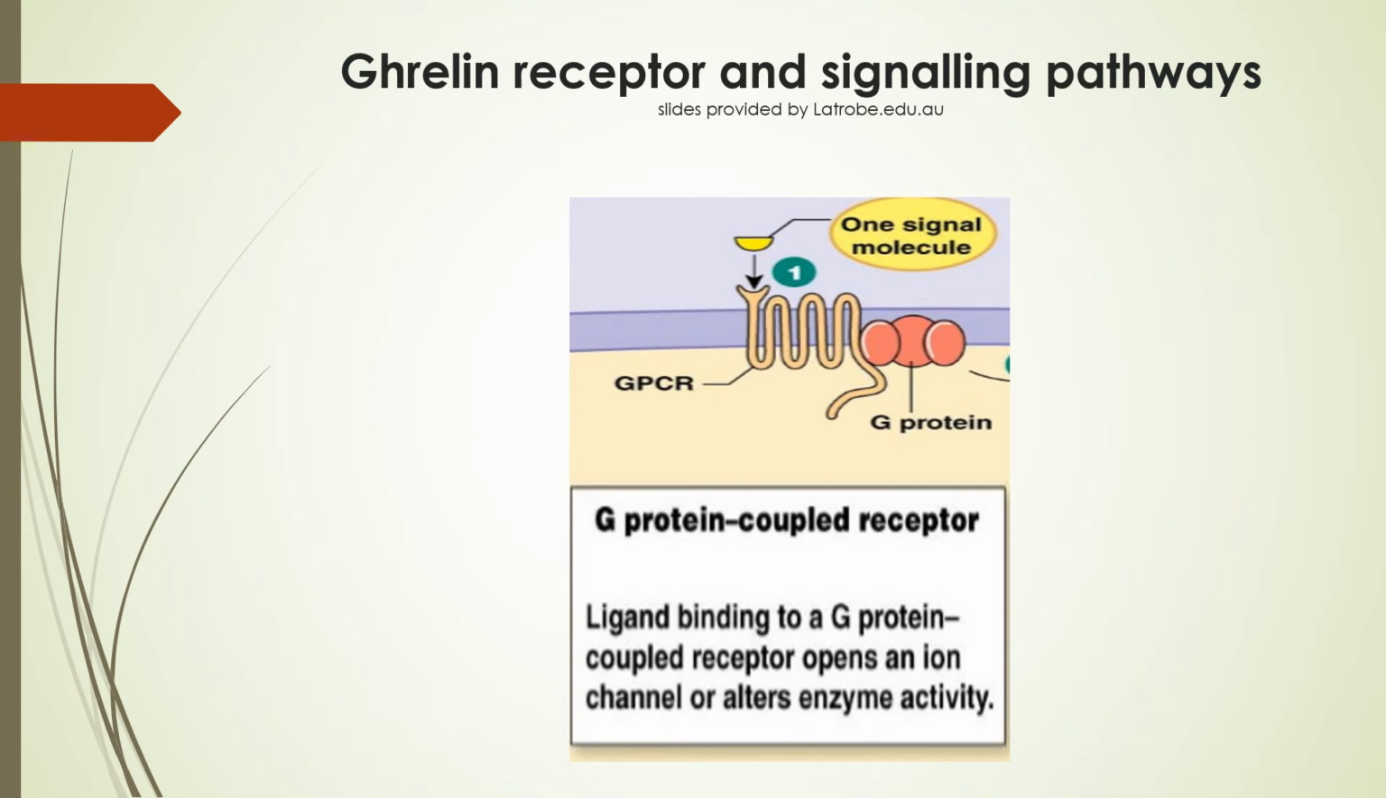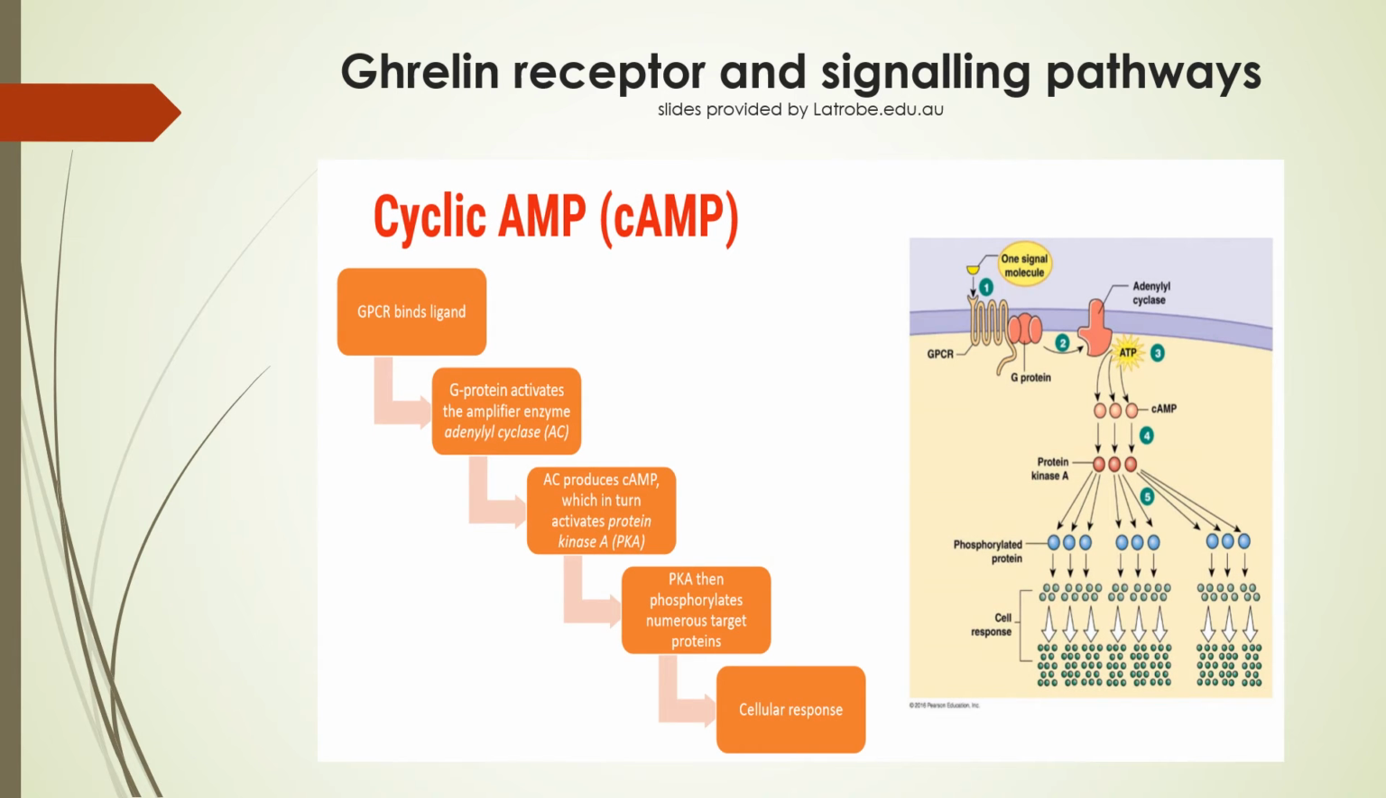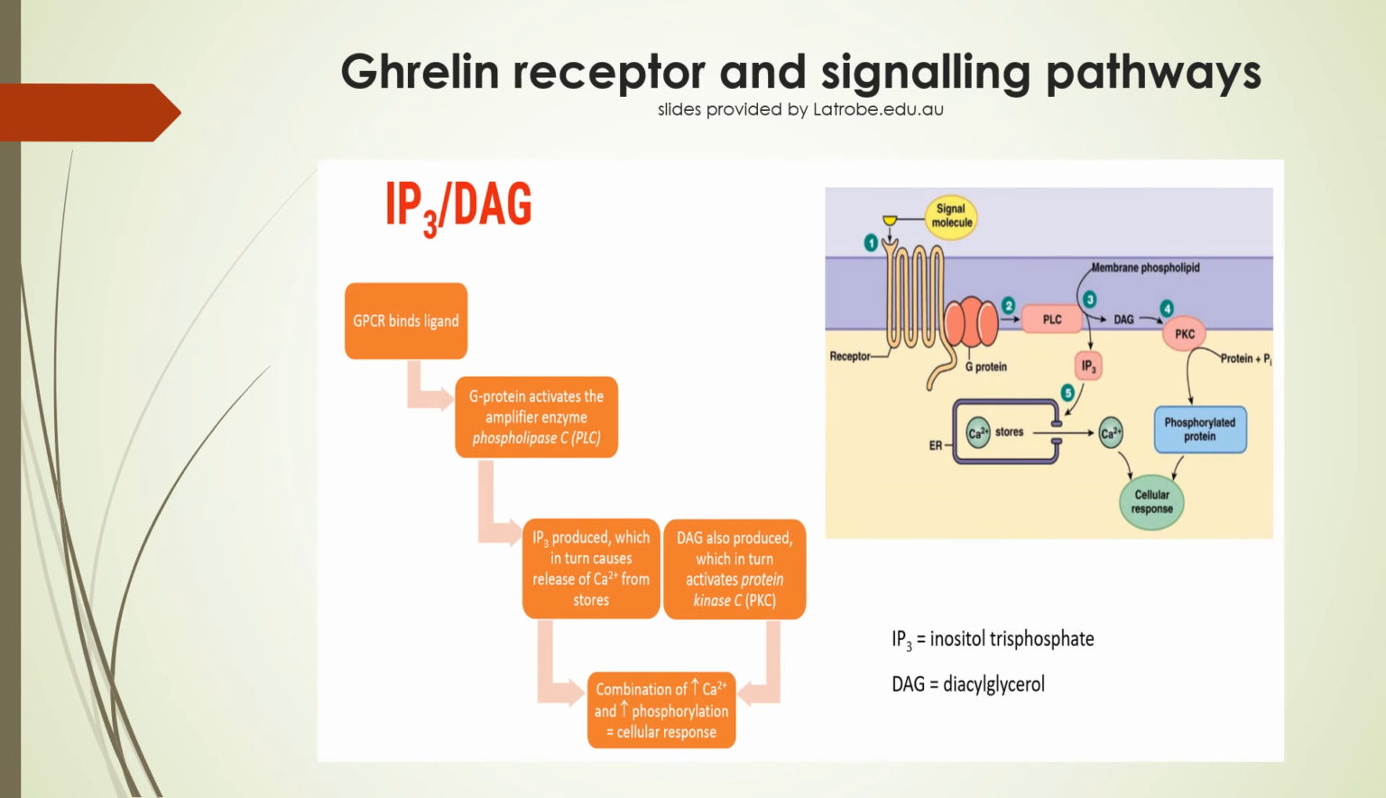The ghrelin surface cell receptor belongs to G protein coupled receptors of the superfamily. As seen in these slides, when these transduction pathways are activated, the cascading second messengers cyclic AMP and IP3 and DAG kick into gear, activating a number of enzymes, in turn activating target proteins and a cellular response.